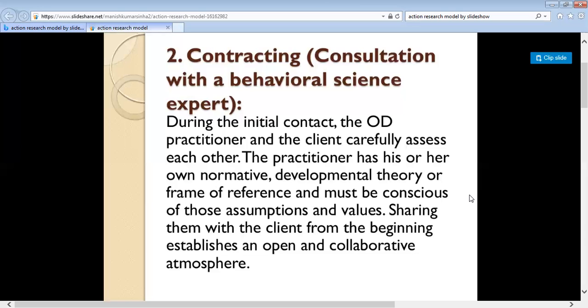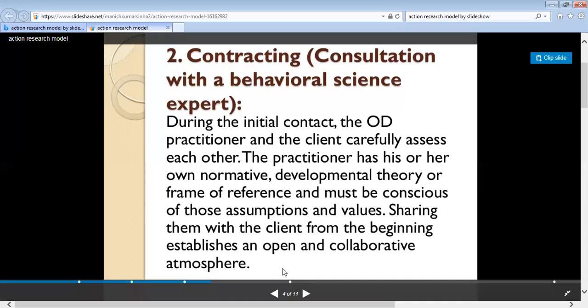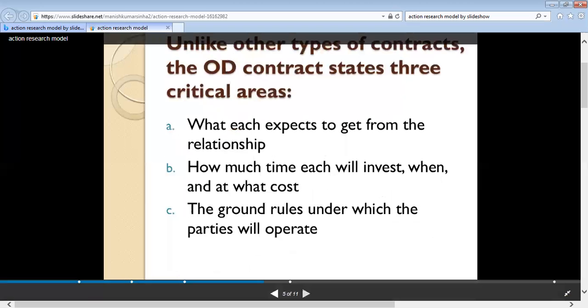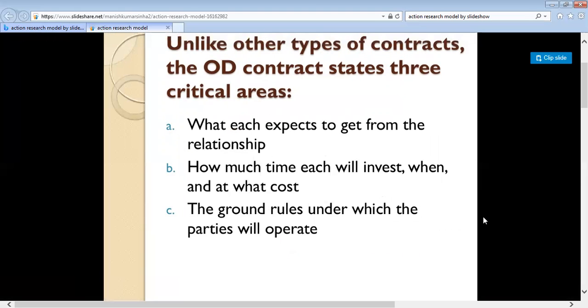We say more about entry and contracting in the next chapter, and we can say elaborately that unlike other types of contract, the OD contract states three critical areas: what each expects to get from the relationship, secondly, how much time each will invest, when, and at what cost, and finally, the ground rules under which the parties will operate.